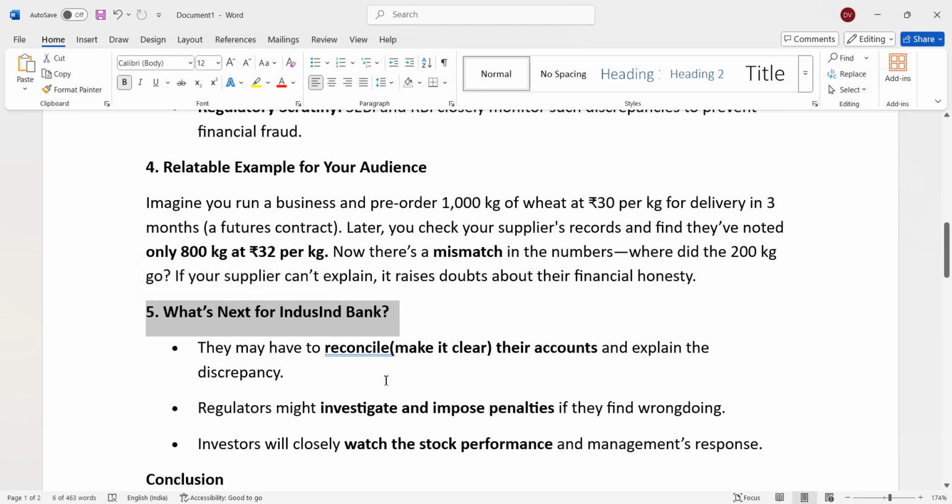They may have to reconcile, make their accounts clear and explain why this has happened in a genuine manner. If they explain it in a genuine manner and it is found to be the right thing, they will just leave the issue. Or regulators might investigate and impose penalties. Who are the regulators? SEBI, RBI. Investors will closely watch the stock performance and management's response.